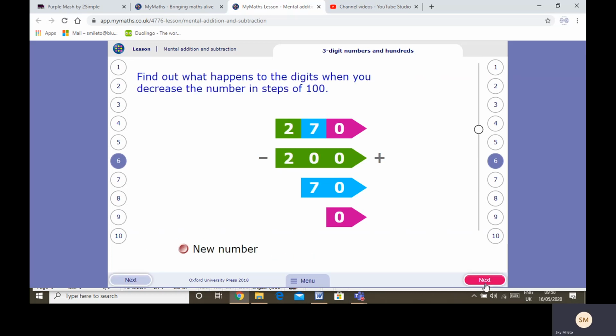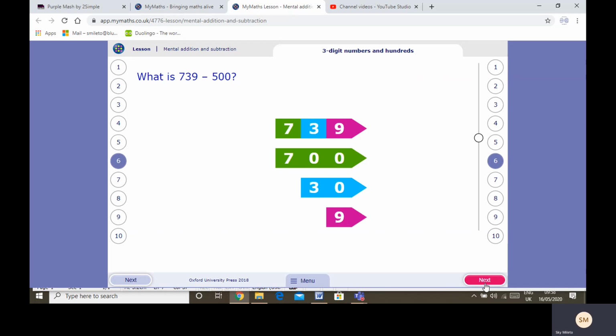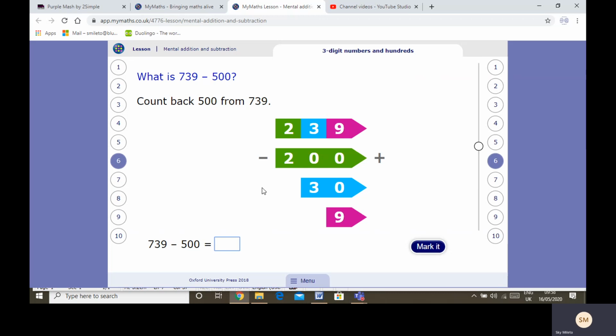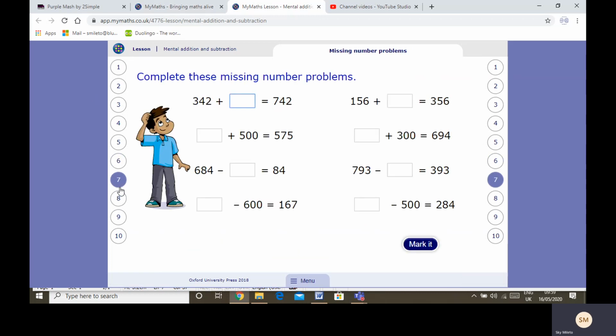I'll do one more. This time we're going to take away. So I can see that it's on 700 now, and we need to take away 500. The 30 and the 9 won't change. So we can count back 1, 2, 3, 4, 5. I should go 100, 200, 300, 400, 500 because I'm not taking off 5, I'm taking off 500. And now we're left with 239. So these number things are actually really useful to help you. Try the rest on your own in the lesson if you want to.